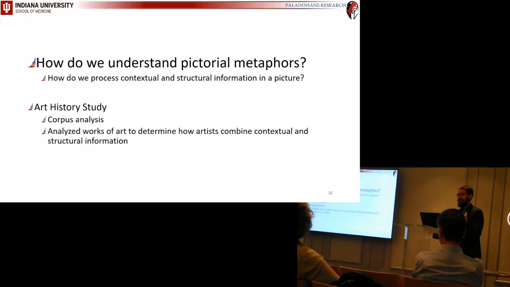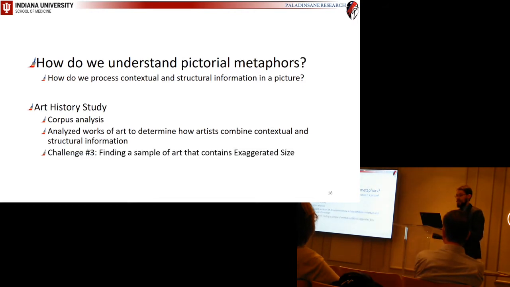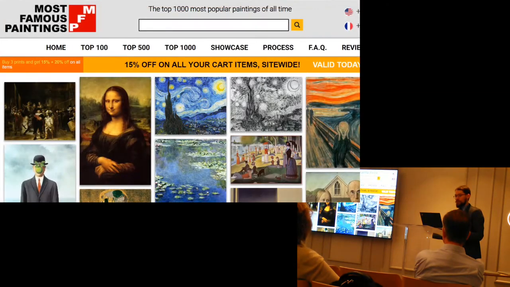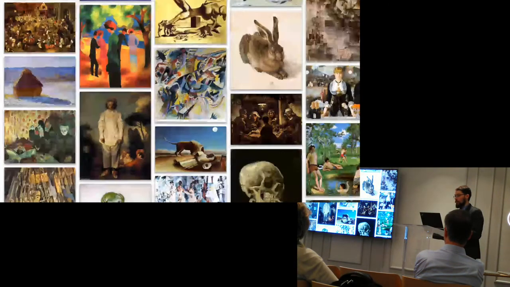All right, so after we had determined what pictorial device we wanted to use and come up with a working definition, the next challenge was to find a sample of images that contain exaggerated size. For that, we went to famouspaintings.com. This is a retail website that sells prints of various genres, various epochs. What we liked about this was that these were images chosen by popular demand. So here are just some examples of things in their top 1,000.